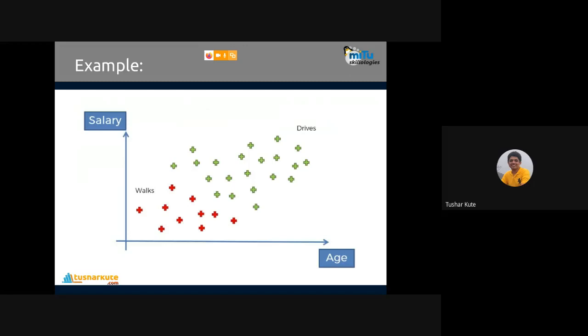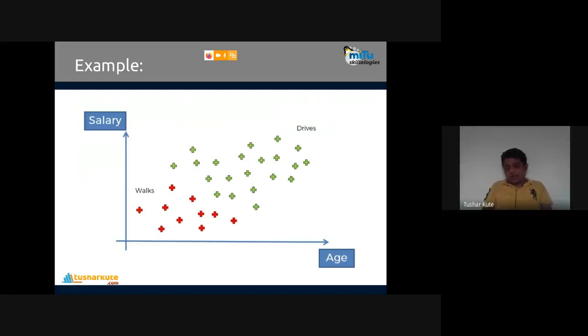Not really, it's just an example I'm talking about. Two classes of employees are there: driving and walking. Some are driving, some are walking, and they use this method for coming to the office. Two features, two inputs, are there on which this depends. The first feature is the age of the employee, and the second is the salary of the employee.